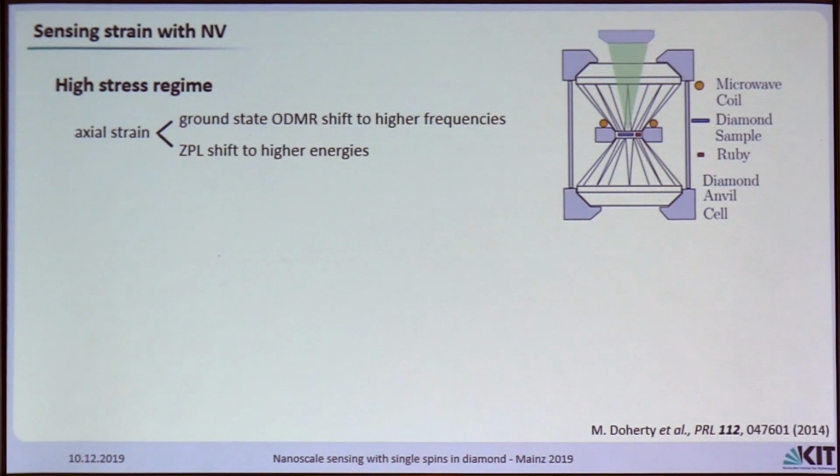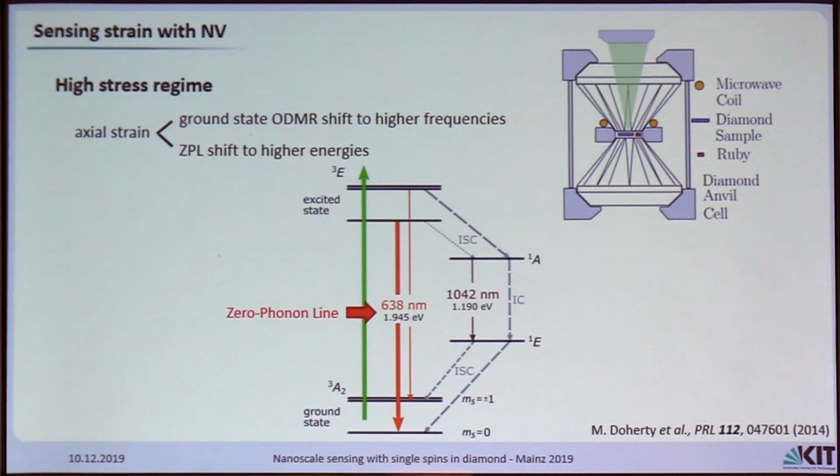And they just looked at what happens to the different spin levels and even the zero phonon line. So one effect due to this high axial strain is that the ground state ODMR shifts to higher frequencies, as explained before. So the axial strain shifts the splitting of the plus minus sublevels. But in addition, since the strain is that high, it also influences the Coulomb interaction between the unpaired electronic spin states. So effectively, the ground state and the excited state electronic configuration get higher in energy, and you can really see this.